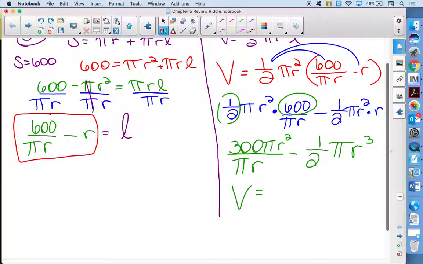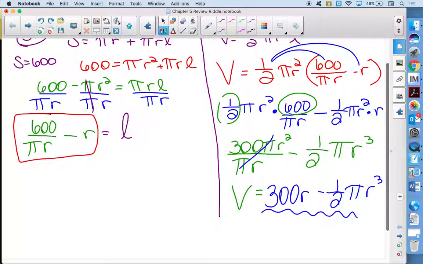Does anybody know what the volume formula would be once we do some reducing? Sarah? 300 r minus 1/2 pi r. Good. So 300r and then 1/2 pi r cubed. The pi's cancel. R squared divided by r goes down to just r. So yes, the algebra in this is tricky. Is it anything that we've never done before? No. We've done a lot of algebraic skills already, and all those skills we've done, you just need to know how to use those skills and apply them to problems.